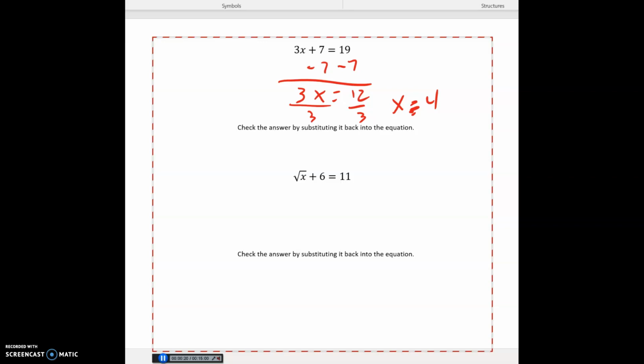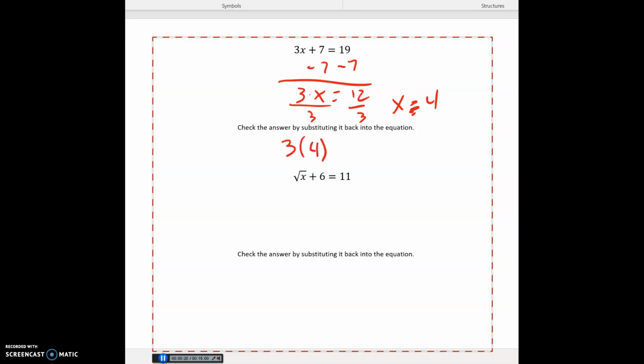The reason we chose the minus is because there's a plus there. We did an opposite operation. And the reason we chose to divide is because that means 3 times x, and the opposite of times is divide. Now, when you want to check that answer to make sure x equals 4 is right, you put that right back into the original.